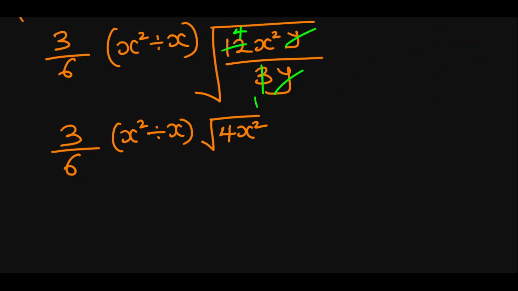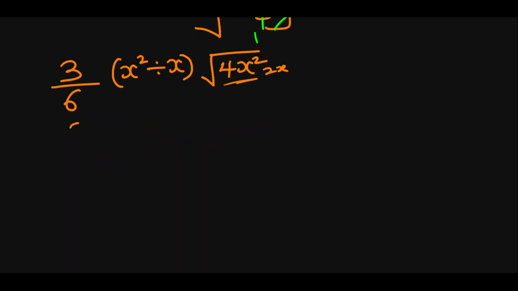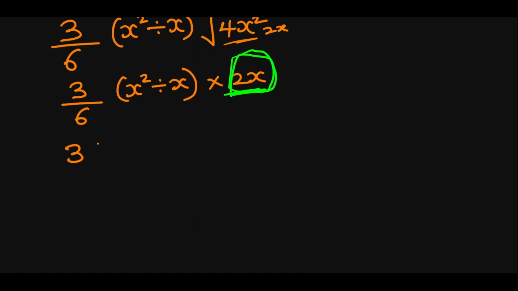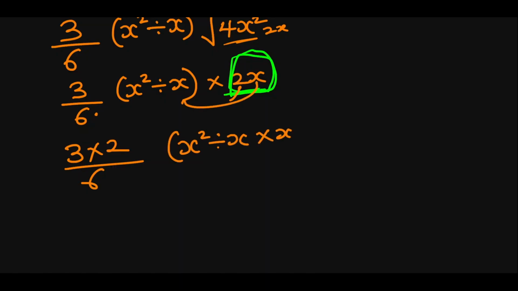So we are coming back now here. So we already have the answer of this as 2x. So that now gives us 3 over 6 x squared divided by x times 2x. We will now have 3 times 2 over 6. That's if we move this 2 into this number region. Then x squared divided by x times x. That's if we move this x into this region here. So that now gives us 3 here 1, 3 here 2. 2 we cancel 2, so no number left except 1.